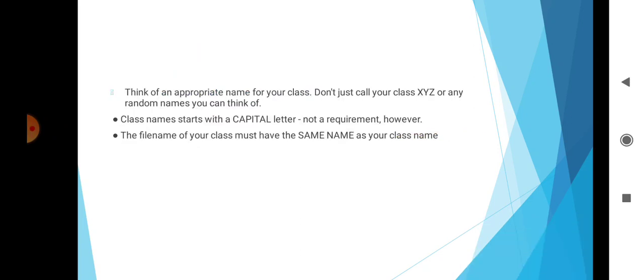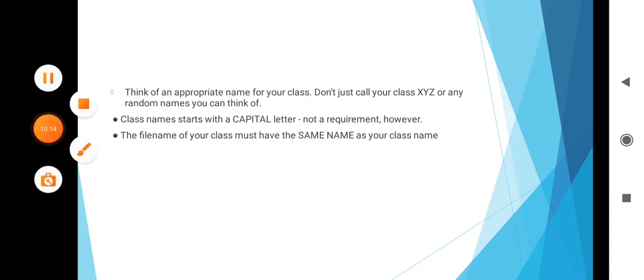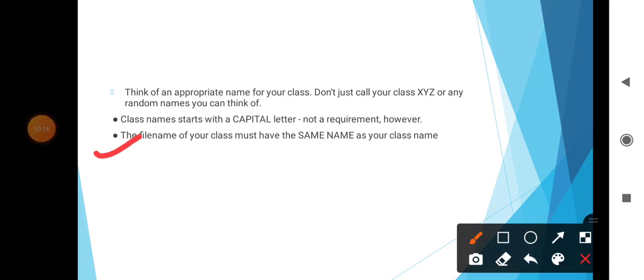Then some rules for defining a class. If you want to define a class, you can follow these rules. Think of an appropriate name for your class. Don't just call your class XYZ or any random name you can think of. Then the class name starts with a capital letter. It is not a requirement, it is just the standard way of writing. However, the file name of your class must have the same name as your class name. This is the important rule. If you want to write a program, remember that your class name must be the same as the file name.